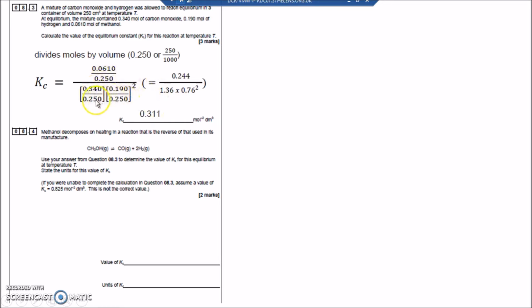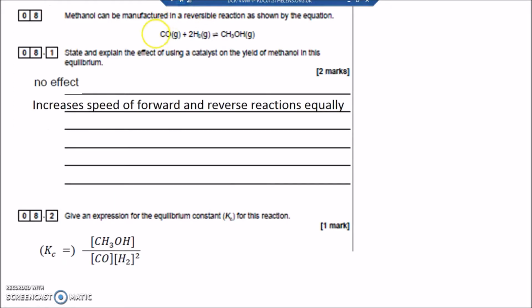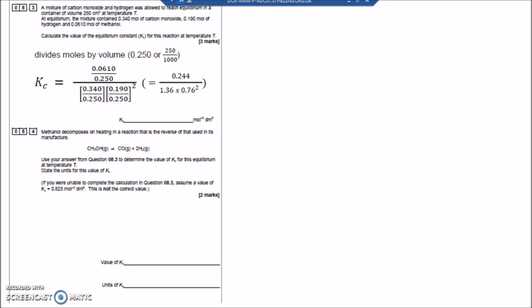Sometimes you can get away without actually dividing by the volume, and you can just use moles instead of concentration. The way you know whether you can get away with that is because if you have equal numbers of moles on the left as you have on the right, then you can get away with it because you're dividing by the same number of volumes each time on the top and the bottom of the equation. But in this case we can't get away with it because we've got 1 mole of carbon monoxide and 2 moles of hydrogen. So we've got 3 moles of reactants on the left, and only 1 mole of product, methanol. So we need to use volume in this equation for this one.